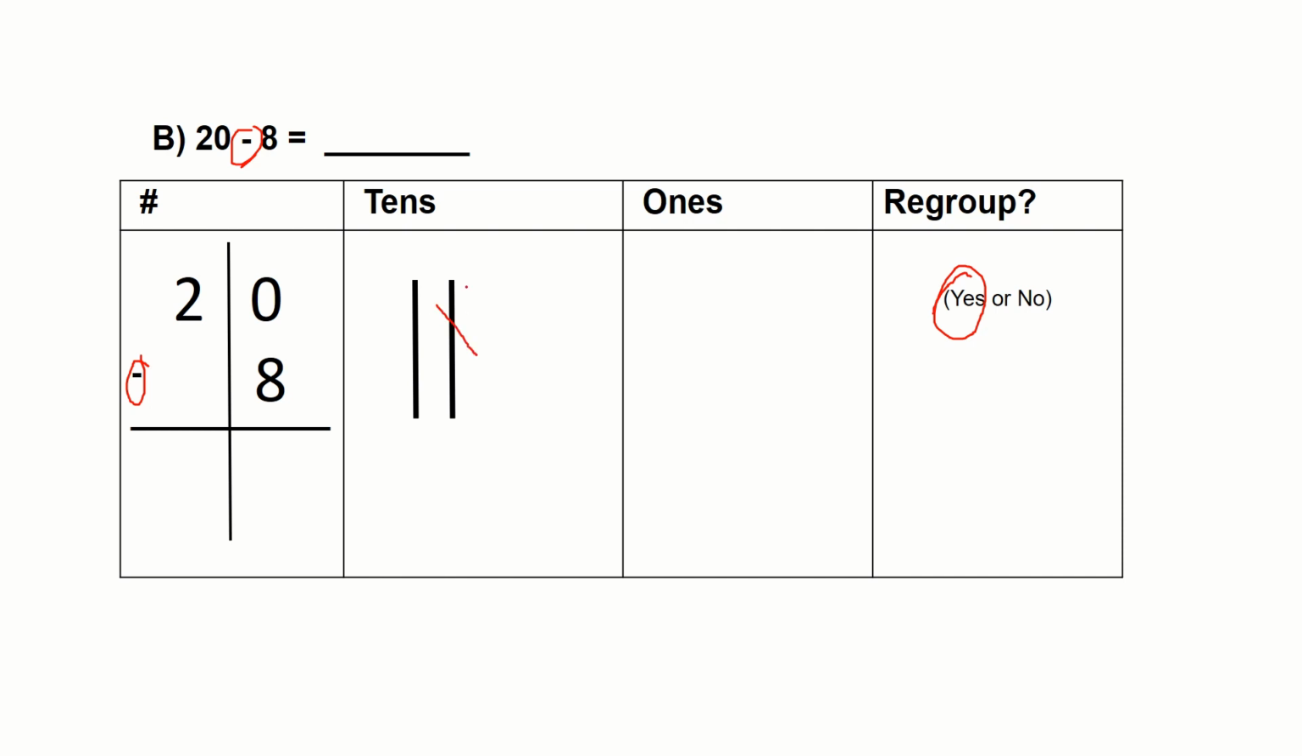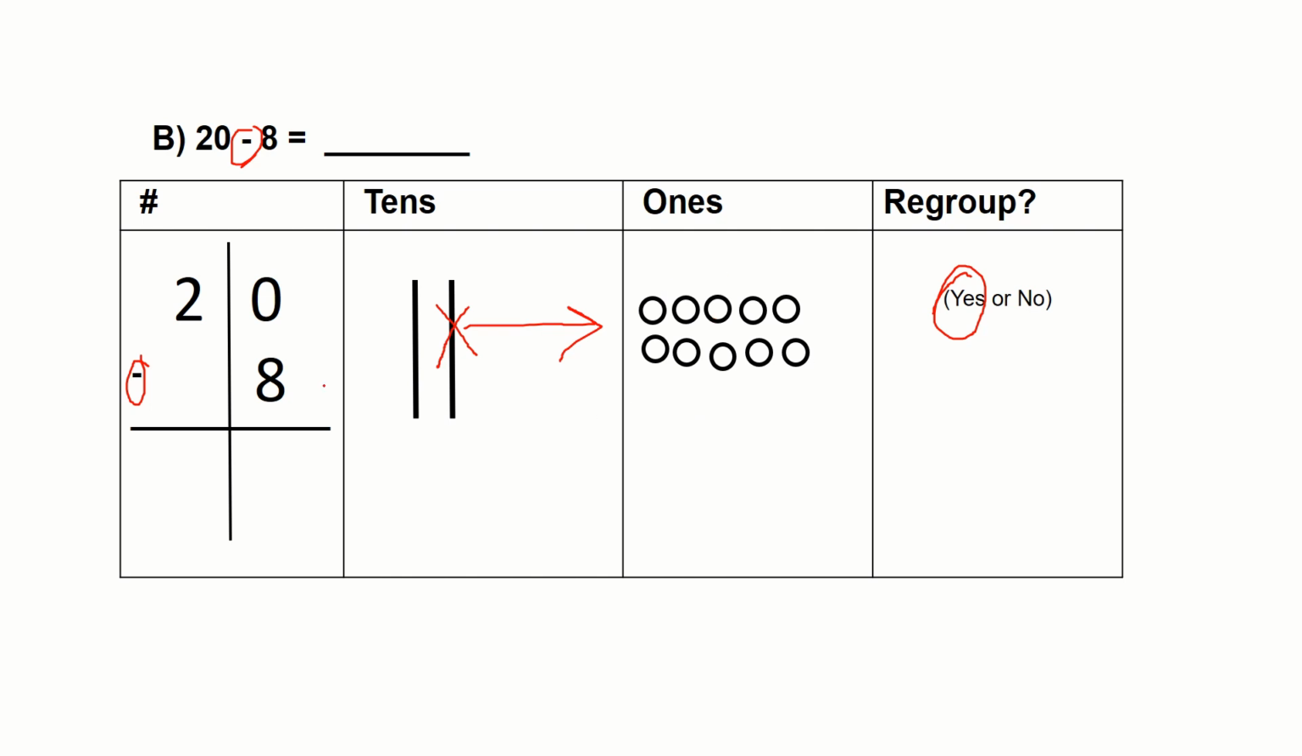So I'm going to cross this 10 stick out. I'm going to draw an arrow to the ones place because I'm giving this 10 stick to the ones place. And now I'm going to draw 10 ones cubes because 1 10 stick is equal to 10 ones cubes. So I'm going to draw that out. I have 1, 2, 3, 4, 5, 6, 7, 8, 9, 10. Remember, 1 10 stick is equal to 10 ones cubes. So I drew my 10 ones cubes.